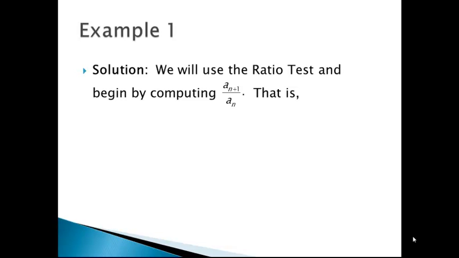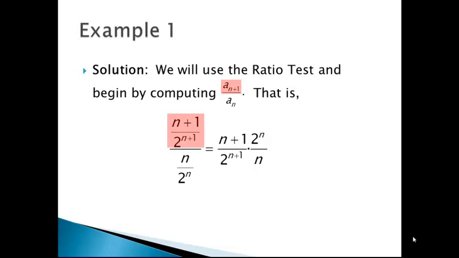We will begin by computing a sub n plus 1 divided by a sub n. Remember, a sub n plus 1 is what results when you replace the n in the general term with n plus 1. This gives us n plus 1 divided by 2 to the n plus 1. That is a sub n plus 1. And then in the denominator, we have a sub n, which is n divided by 2 to the nth power.